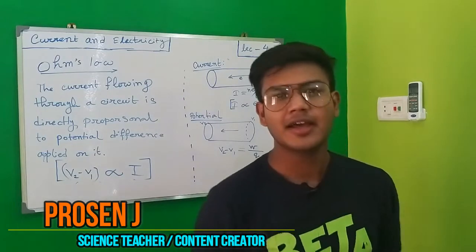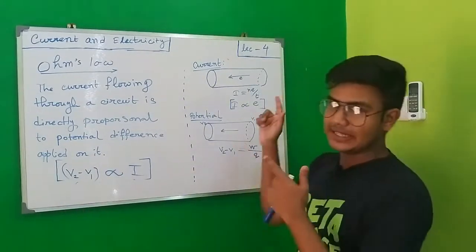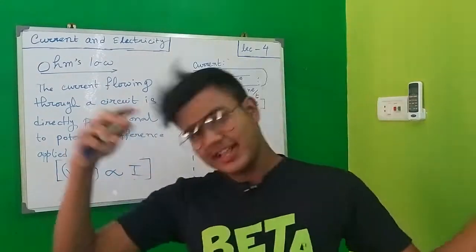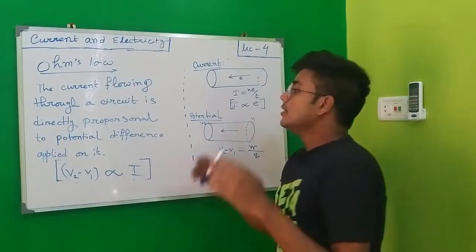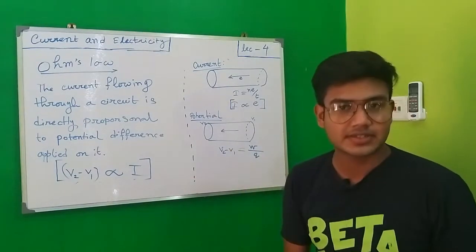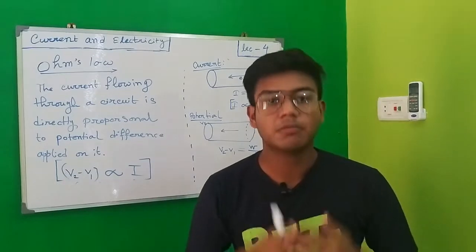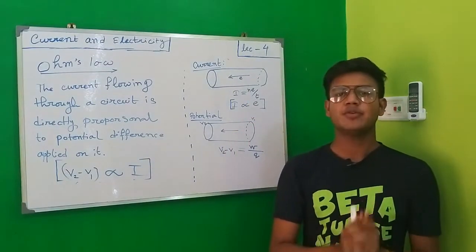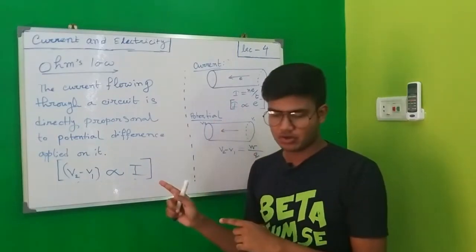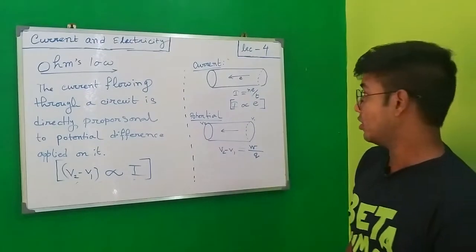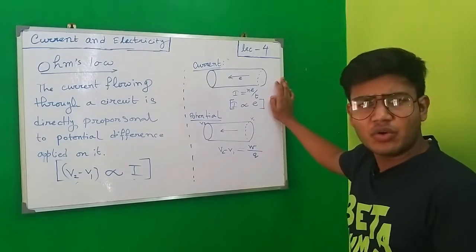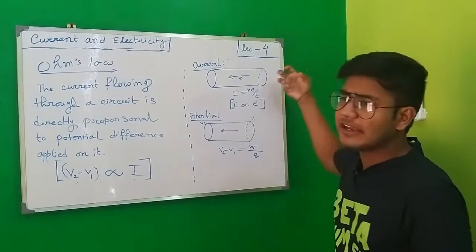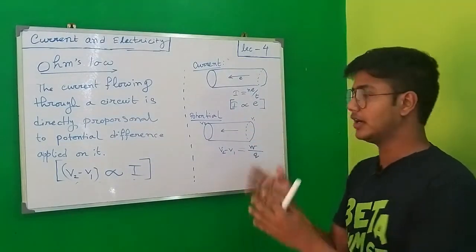Well, I'm back and today we are going to discuss lecture 4 of current and electricity. Today we will discuss resistance, but before that we have to learn what Ohm's law is. Now Ohm's law. What is current? We know that due to the flow of electrons per unit time the current is generated.